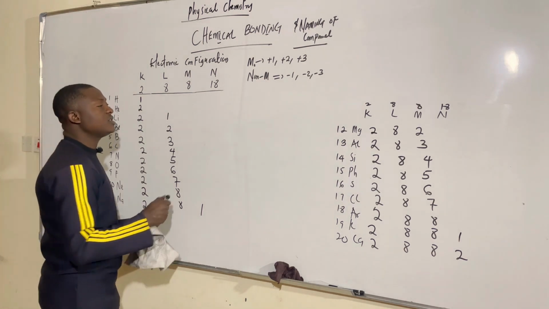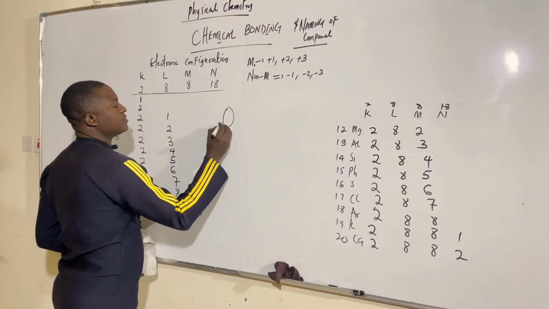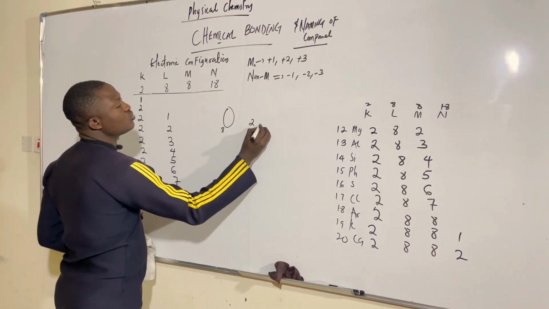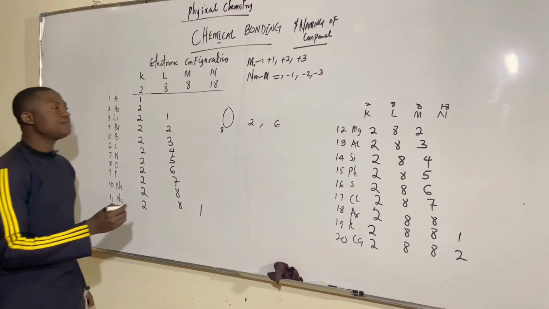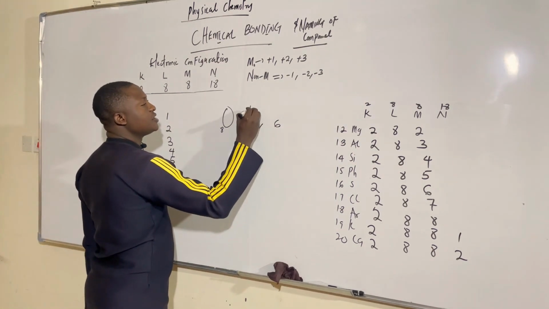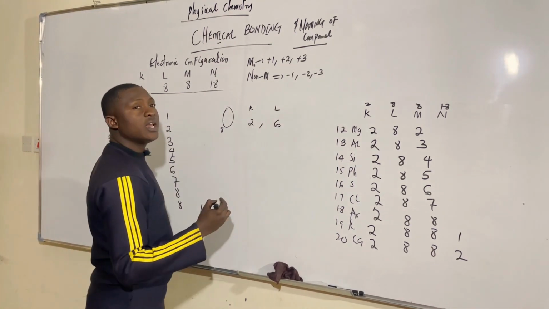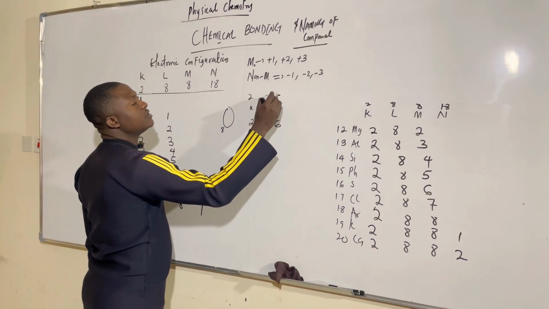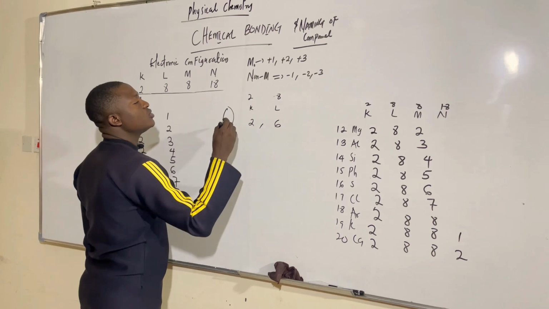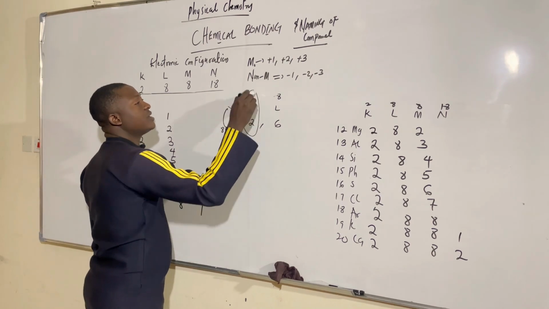What do you have, oxygen? Oxygen is number 8, right? That is 2, 6. Can you see that from here? Is it number 8? This is K shell. Then we have L shell. K is 2, and L must be 8. So it balanced the first shell. Can you see? It balanced the first shell.